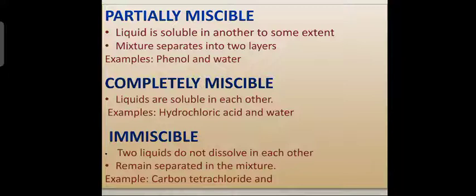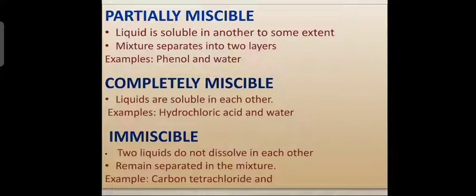Now, first let us see partially miscible liquids. As I told you already, partially miscible liquids are the ones which are soluble only to a certain extent. Therefore, they usually form two layers. To a certain extent they are completely soluble, they form one layer. After that, when you go on adding one liquid to the other, they separate into two layers. An example for this is phenol and water.